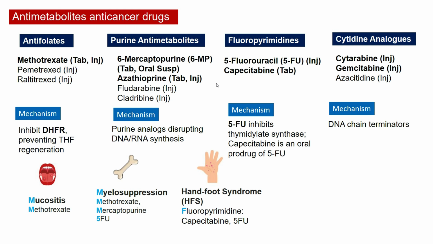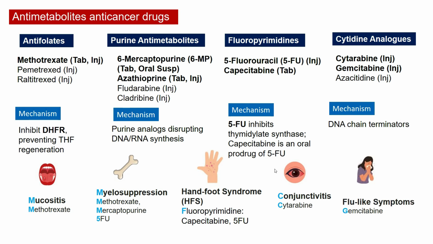Methotrexate, mercaptopurine, and 5-fluorouracil are known for myelosuppression. And then the fluoropyrimidine capecitabine is known to cause hand-foot syndrome, which is a condition that leads to sensitive skin in the hands and feet. And then cytarabine is also known to cause conjunctivitis. Gemcitabine causes flu-like symptoms.